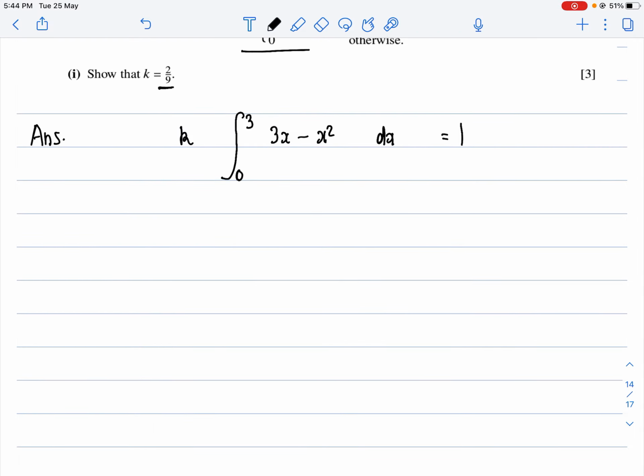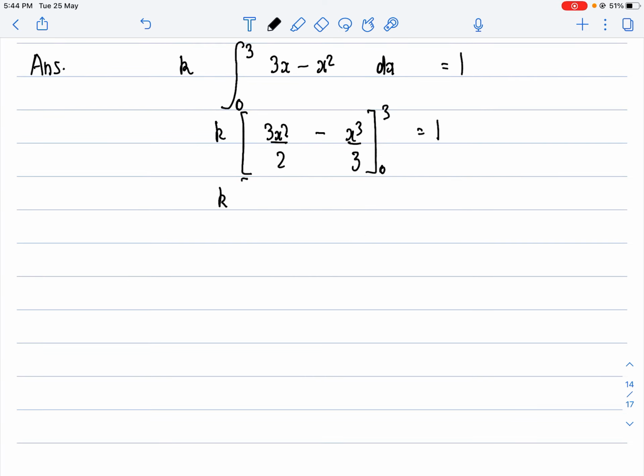So I can simply write this as k into the integration of 3x, which is 3x square by 2 minus x cube by 3. Agreed? This is the integration I'll get, with limits 0 and 3, equals 1. So simply I can write this as k, with, first, I'll put 3 in the place of x. So 3 square into 3 will give me 27. So I'll get 27 by 2 minus 27 by 3, minus, when I input 0, I get this full thing as 0, which is equal to 1.